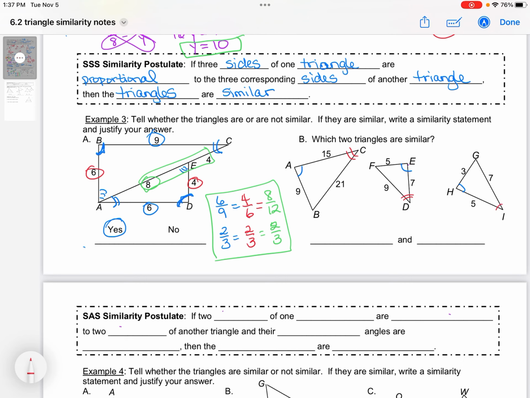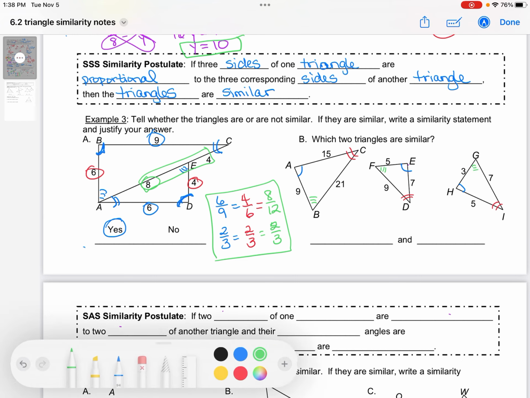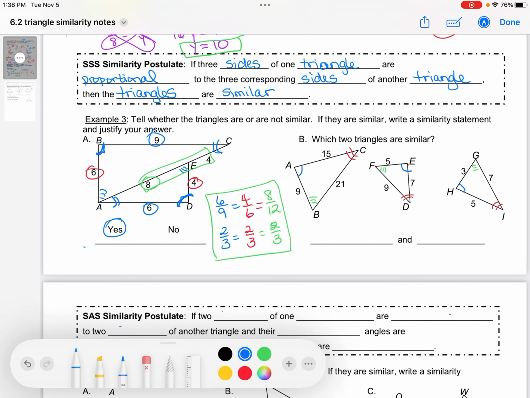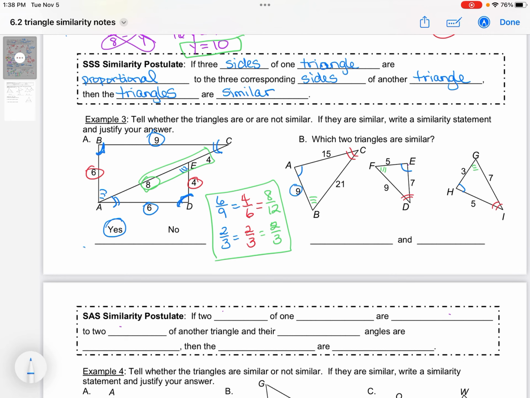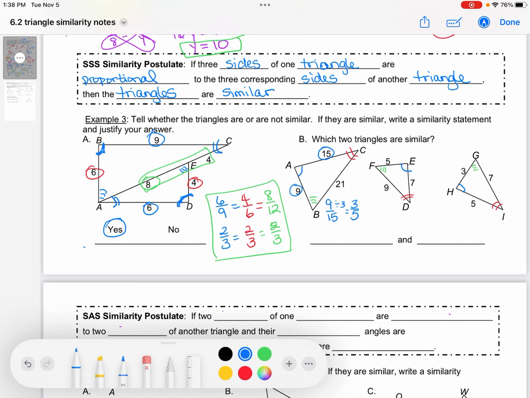Matching angles. Okay, so the easiest way probably to do this would be to pick two sides of the triangle. So let's do 9/15. 9/15 is 3/5. So let's see if any of the other triangles are 3/5.